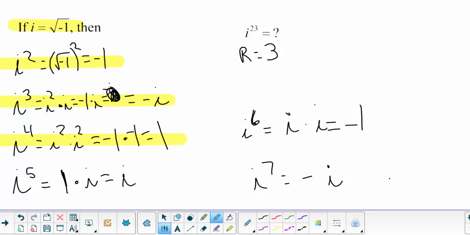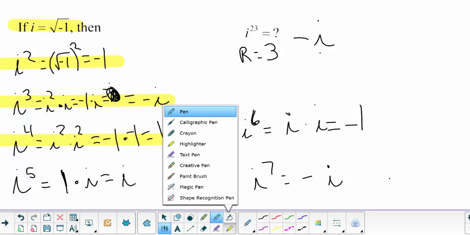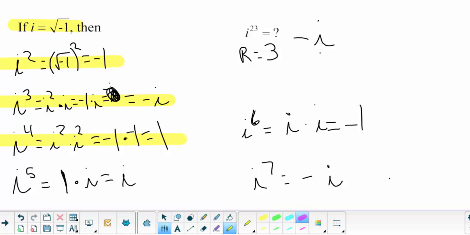So our remainder of 3 means it would be an i cubed. So we would say our solution is negative i, because we're using the i cubed. If we had a remainder of 4, we would use the 1 as our answer. A remainder of 4 would be a remainder of 0. If we had a remainder of 4, it would be a 1. If we had a remainder of 2, we would have a negative 1. If we had a remainder of 1, it would just be i.